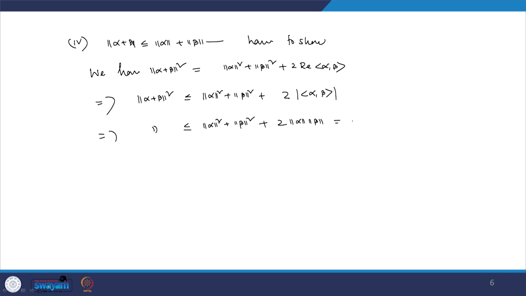So this is equal to the norm of alpha plus the norm of beta, whole squared. This implies the norm of alpha plus beta is less than or equal to the norm of alpha plus the norm of beta. This is the triangular inequality. So you will see the application of results 3 and 4 is rigorous. In many places we use the Cauchy-Schwarz inequality, and we also use the triangular inequality. Now, let me consider some examples.